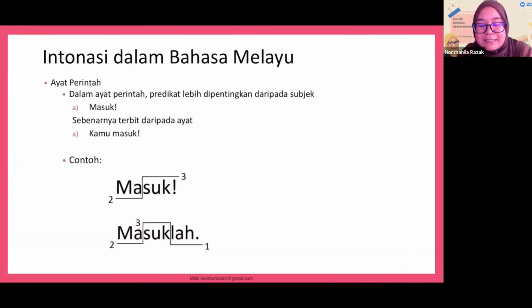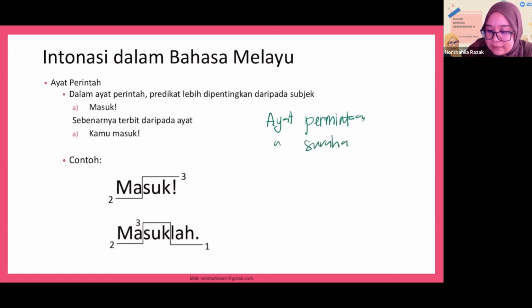Okay? Di mana untuk ayat arahan, biasanya kita akan ada beberapa jenis lah. Contohnya kita ada ayat permintaan. Untuk ayat perintah ada 4 jenis. Ayat perintah, permintaan, ayat suruhan, ayat, saya tak ingat lah. Ayat permintaan, suruhan, larangan. Dan satu lagi apa?